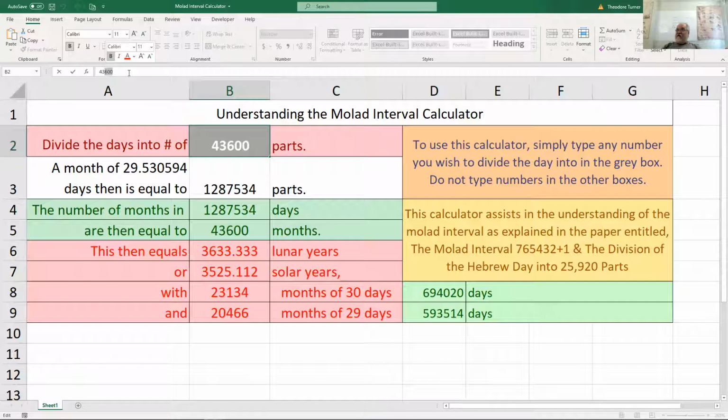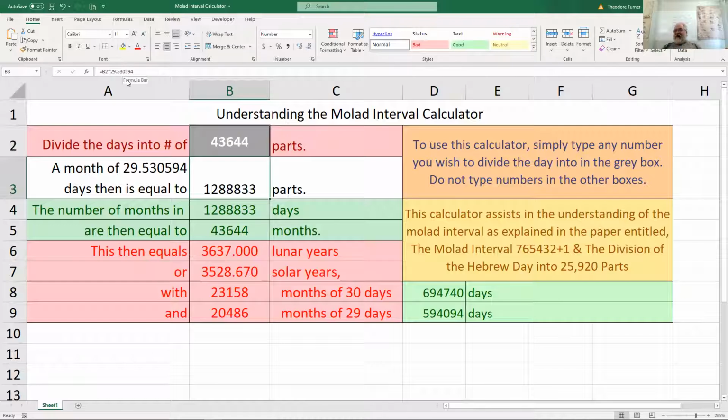Hey, I had sent you a calculator where you can just put in the. Yeah, I saw that, but I didn't understand it.